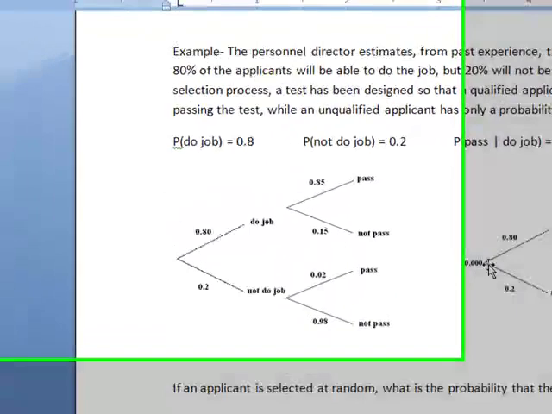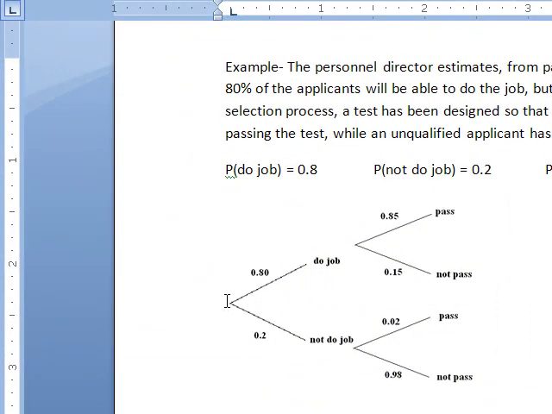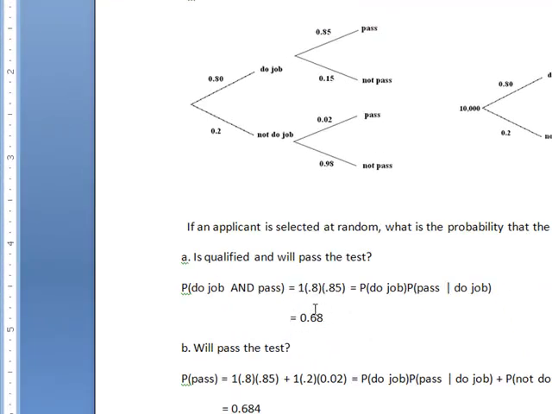So this is the same thing except with a count. Instead of 10,000 though, we did it with 1. So 80% of 1 is 0.8. 85% of 0.8, when I take the product, comes out to the 68%.